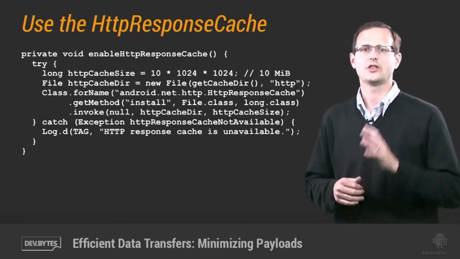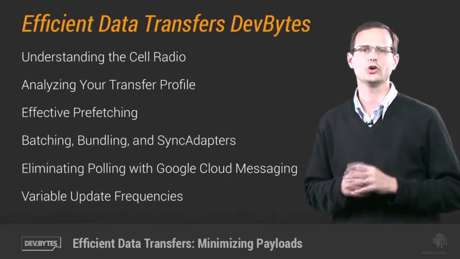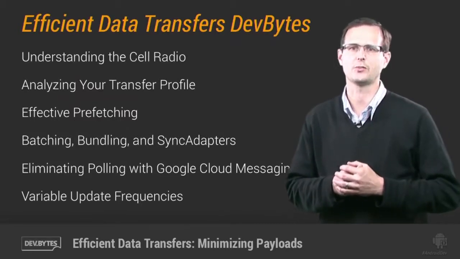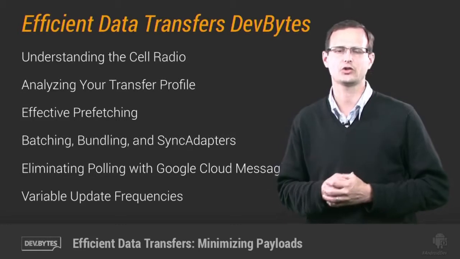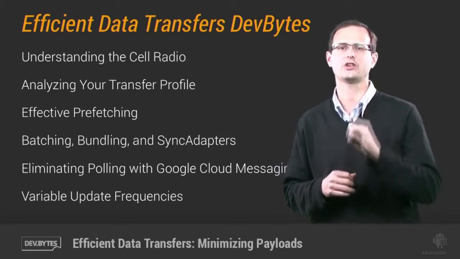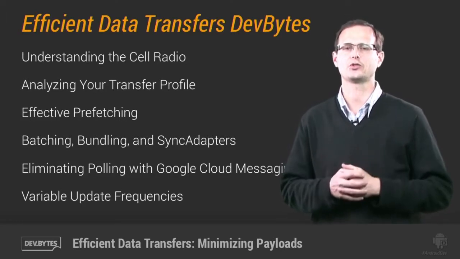Throughout this series of DevBytes on efficient data transfers, we've explored how the cell radio works and how its state machine can affect the battery efficiency of your apps. Armed with that knowledge, you learn to analyze your network traffic and use techniques like prefetching, batching, and bundling, supported by sync adapters and Google Cloud Messaging, to make your apps more efficient.